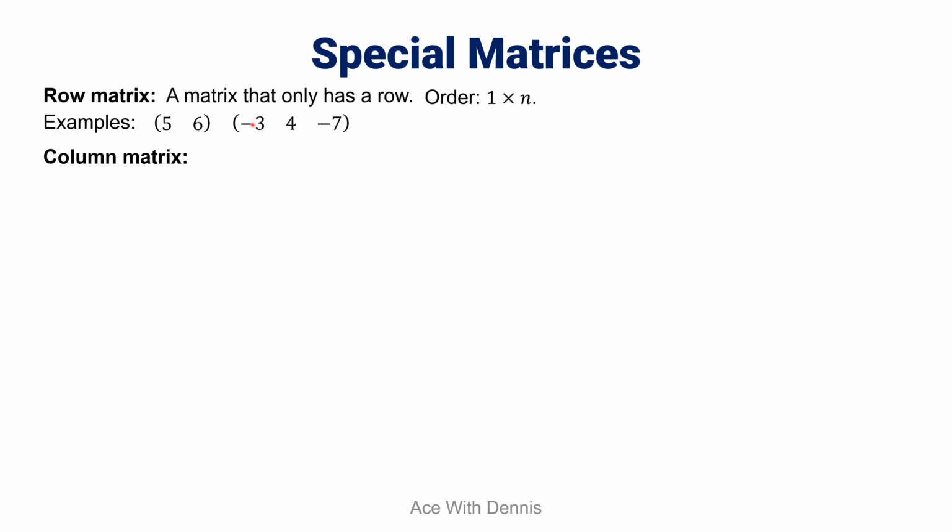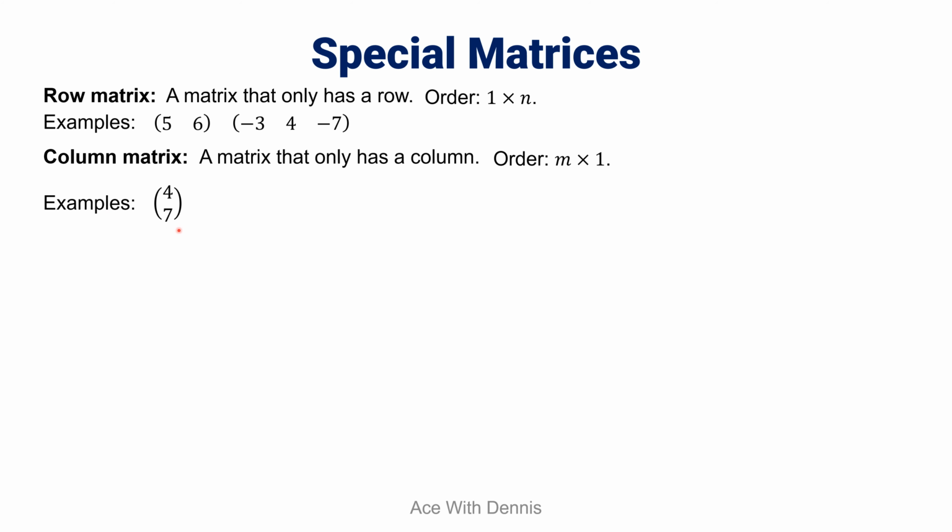The next special matrix that you should know is the column matrix. What is a column matrix? It is a matrix that only has one column, so it will be in the order of m times 1. Again, remember the second number tells us the number of columns. Since this is a column matrix which only has one column, it will always be 1 here. Here are a few examples.